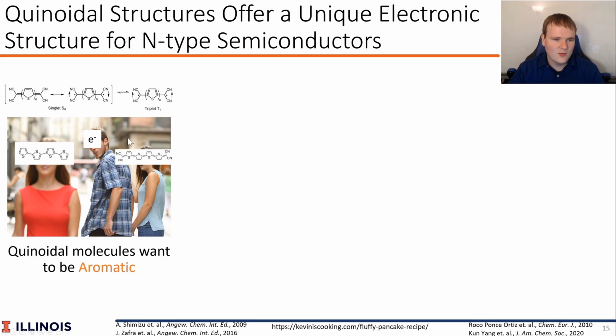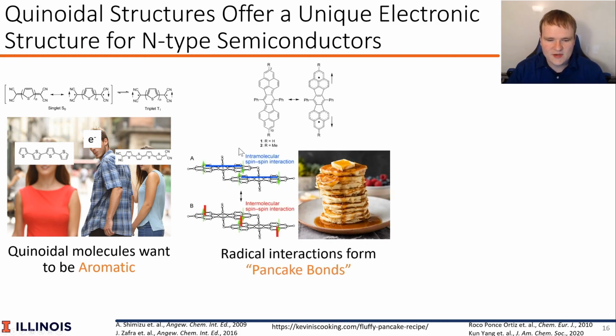So, while we can force the quinoidal form using these strong electron withdrawing groups, the electrons, via resonance, will try to form the aromatic core again. And they do this by adding in stable radicals at these terminal carbon groups. And these radicals actually have interesting interactions. They're able to create these spin-spin interactions between molecules that are bond-like in character. They're called pancake bonds. So as you can imagine, a stack of molecules being pancakes, and then the electrons acting as the syrup to hold them together.